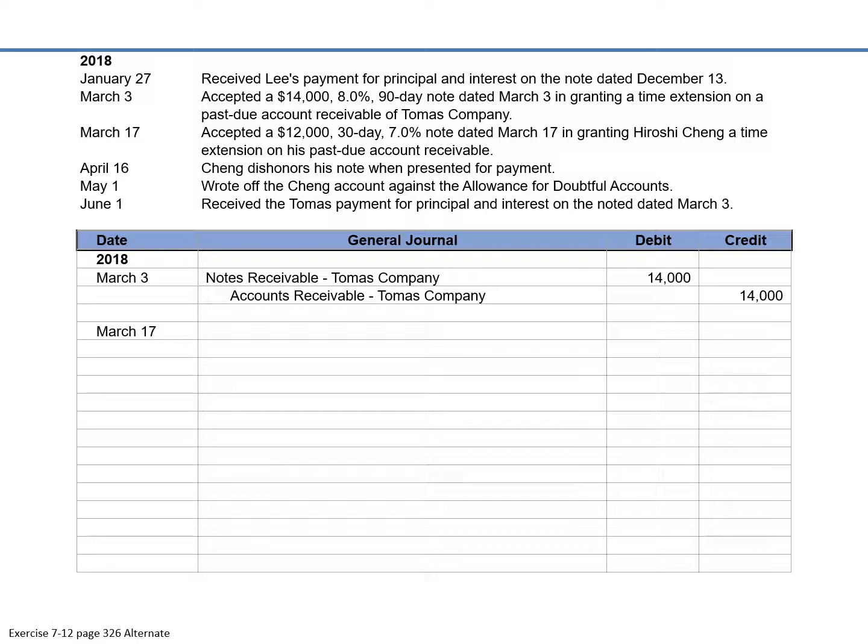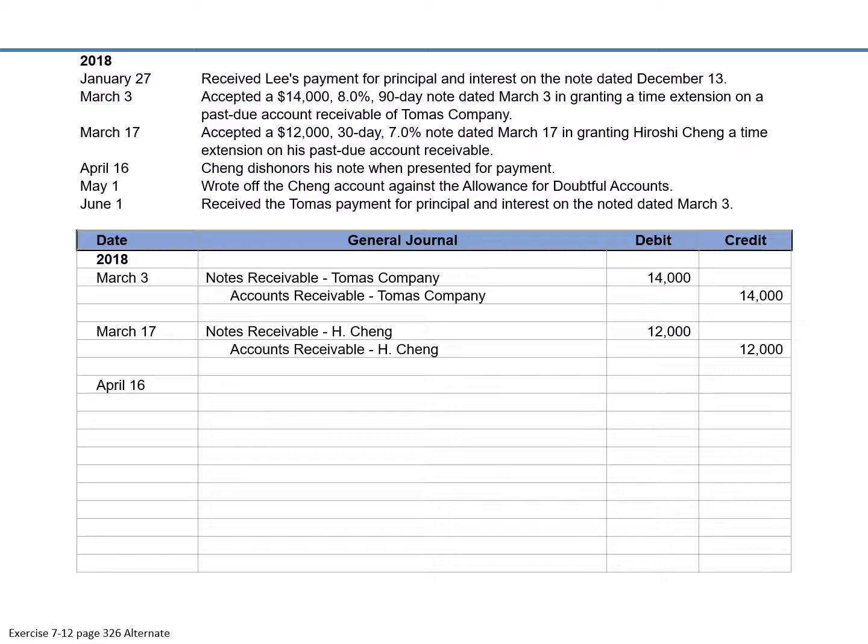Then on March 17th, we accepted another $12,000 30-day note, 7%. So we're going to record a note receivable with a debit of 12. We're going to reduce Ching's receivable by 12 because it's an exchange for that past due receivable.